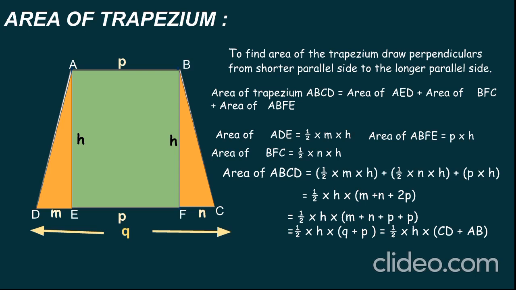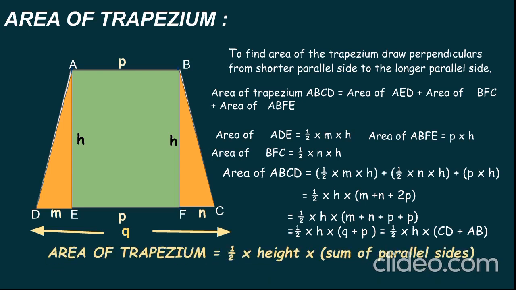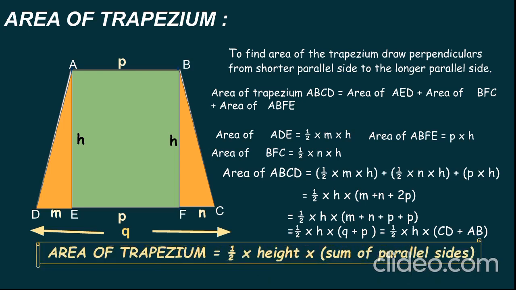So we have arrived at the formula, half into H into CD plus AB. So H is height, CD and AB are the parallel sides. So therefore area of the trapezium is equal to half into height into sum of parallel sides.